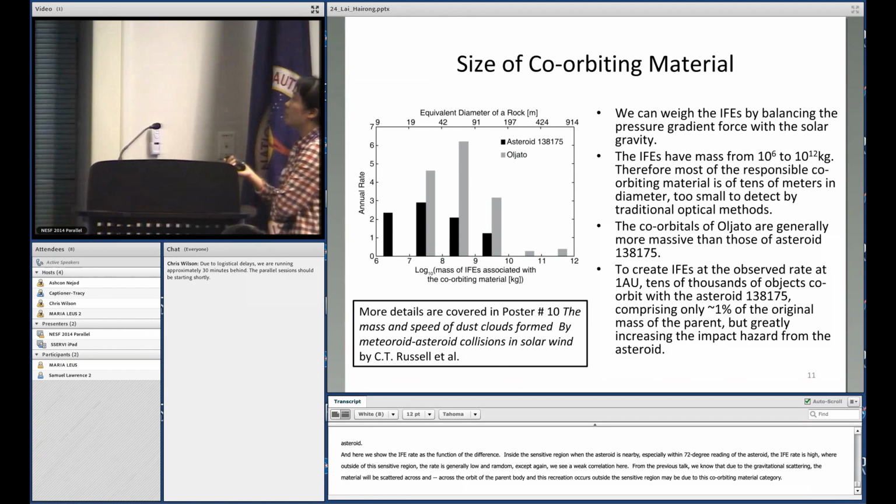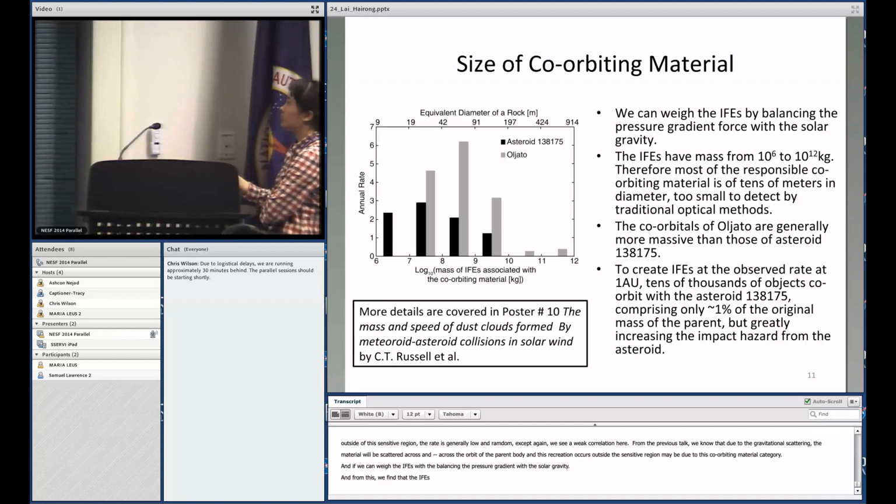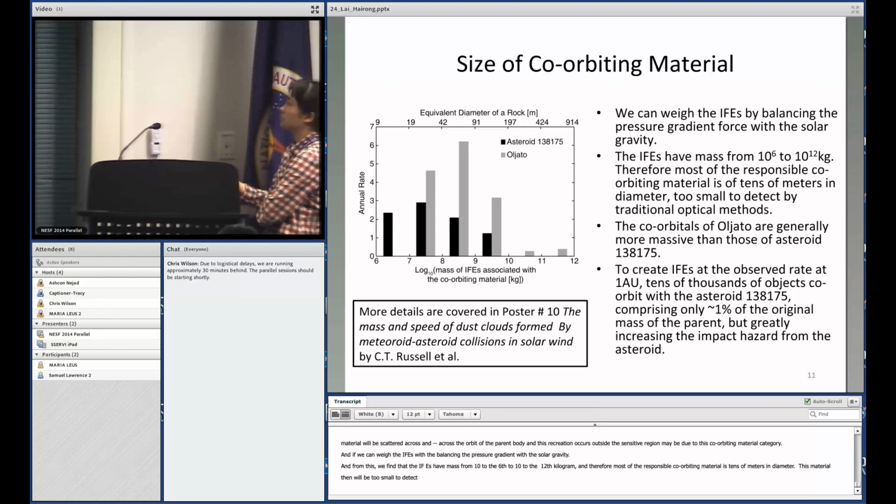And we can weigh the FEs by balancing the pressure gradient force with the solar gravity. More details of this will be covered in our poster. From this method, we find that the FEs have masses from 10 to the 6 to 10 to the 12 kilograms. Therefore, most of the responsible co-orbiting material is tens of meters in diameter if they are stony material. This material would then be too small to detect by the traditional optical method from the Earth.